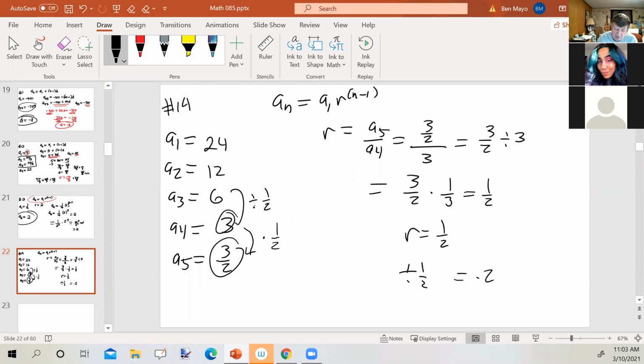And if you're not convinced, let's go the other direction. If my common ratio is 1/2, meaning I'm going to multiply by 1/2, what's 24 times 1/2? 12. 12 times 1/2, 6. 6 times 1/2, 3. 3 times 1/2, 3/2. Okay.